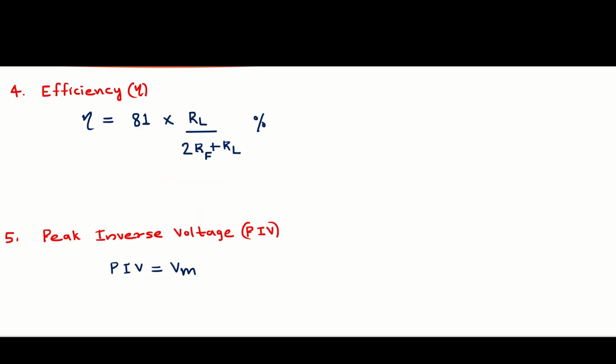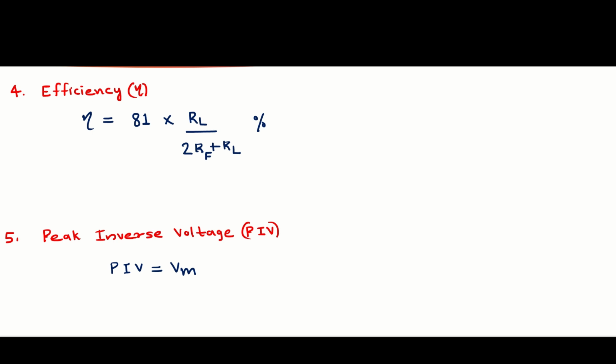And the fourth one is efficiency. Eta is equal to 81 into RL divided by 2RF plus RL. When you compare with the expression of efficiency for a center tapped full wave rectifier, that expression is 81 into RL divided by RF plus RL. But in the case of a bridge full wave rectifier, in the denominator the 2RF term comes, whereas in center tapped full wave rectifier, there is only RF.